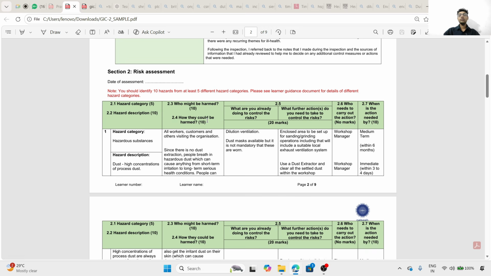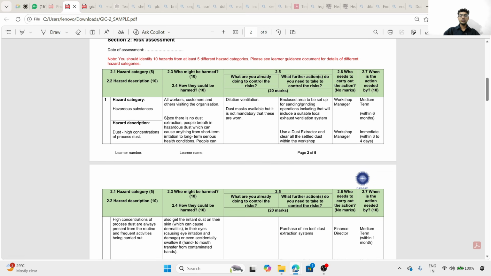Now how they could be harmed, that is the important thing. Here they are saying the condition: there is no dust extraction. So what is dust extraction? Actually, it is a machine that extracts the dust. So people breathe hazardous dust.